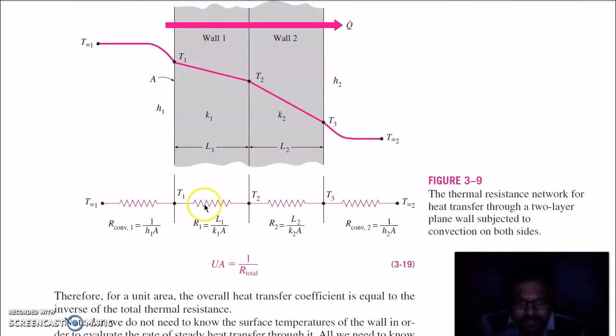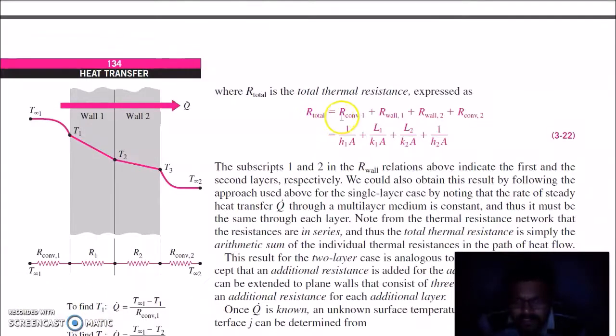So in this case there are four resistors in series. This is convective resistance 1. This is your thermal resistance of the wall. This is thermal resistance of wall 2. This is convective resistance here. So total thermal resistance is equal to the sum of all the resistances in series.